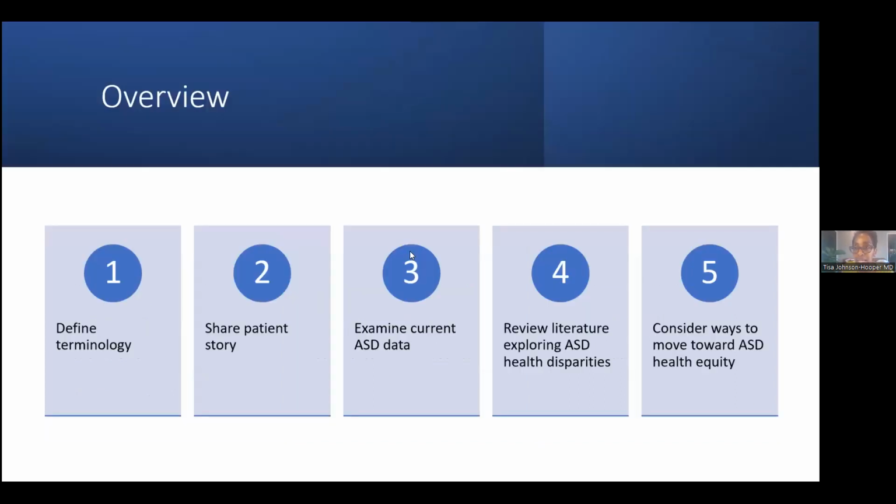I don't want to make any assumptions, so we're going to level set and begin by defining terminology. I'm one of the CADD multidisciplinary diagnostic team members, and so I want to share a story from one of my patients I evaluated in CADD, detailing this particular diagnostic pathway. I anticipate by the end of the talk, you'll be able to identify factors which influenced health outcomes for this patient. We'll briefly review data and spend the bulk of our time reviewing literature, exploring autism disparities. Lastly, we'll consider ways to move towards health equity.